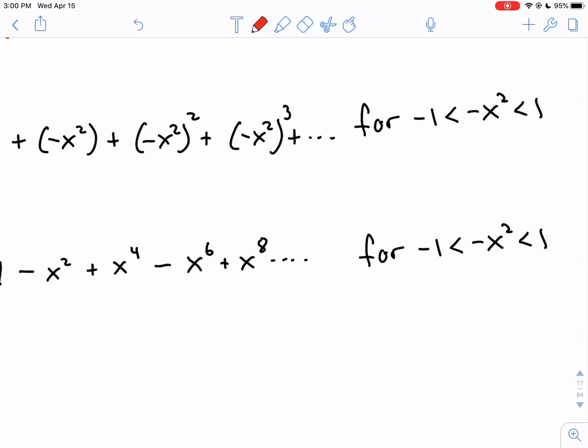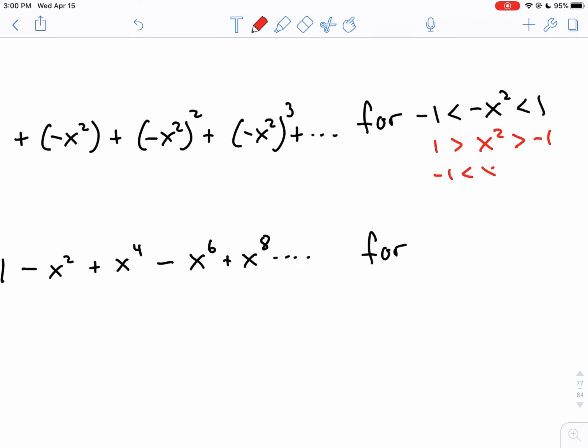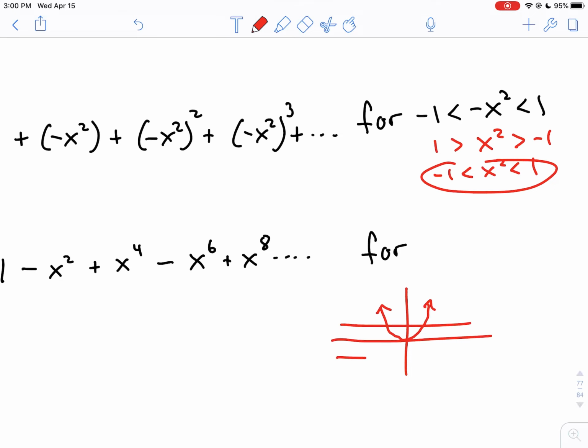Now this part here, I'm going to get rid of that negative sign first. I'm going to multiply both sides by negative 1, and that's going to change the direction of inequalities. 1 is greater than x squared, which is greater than negative 1, which you could flip this around and put the negative on the left again and right. And then if you actually look at a graph of this, x squared looks like this, and we want the output of x squared to be somewhere between 1 and negative 1.